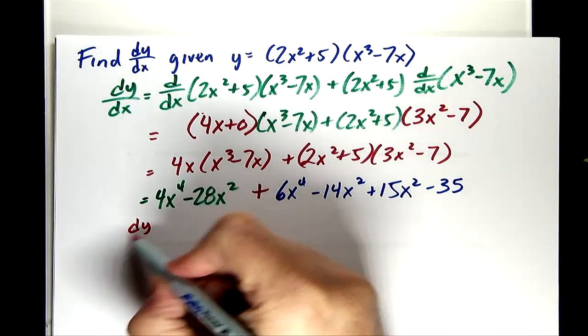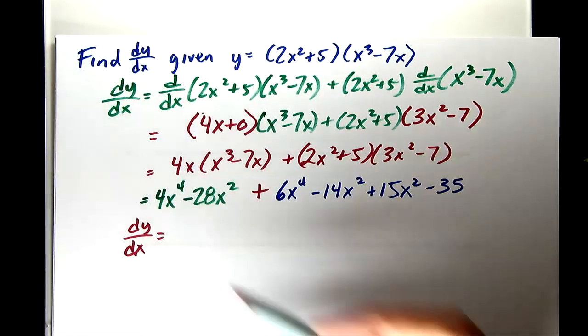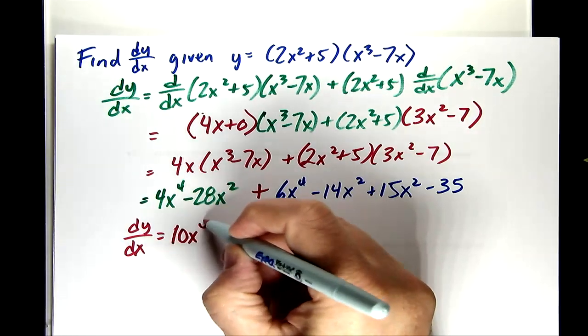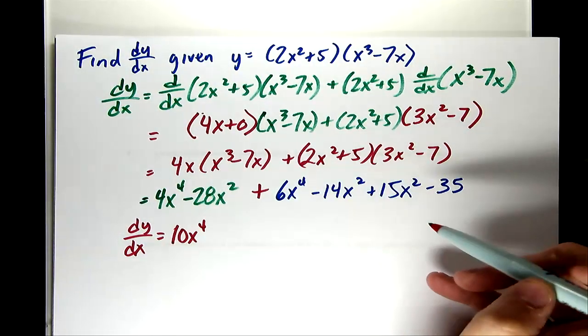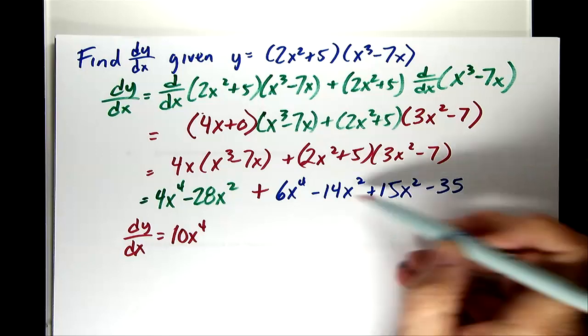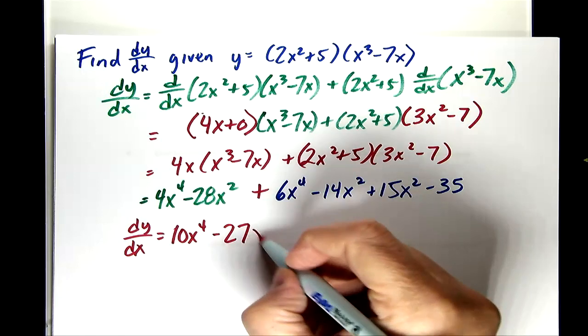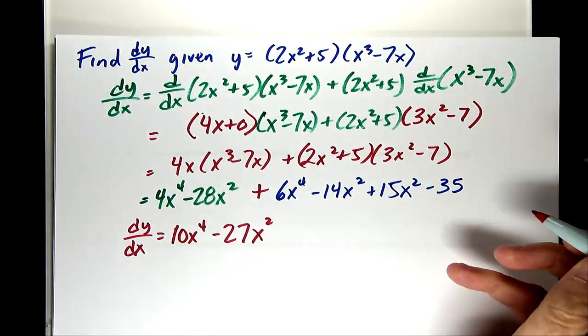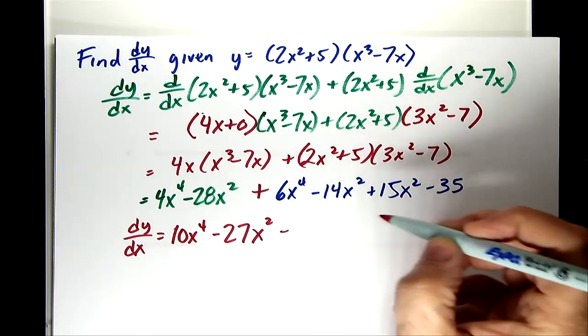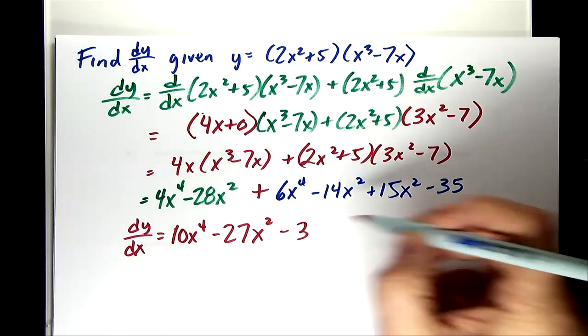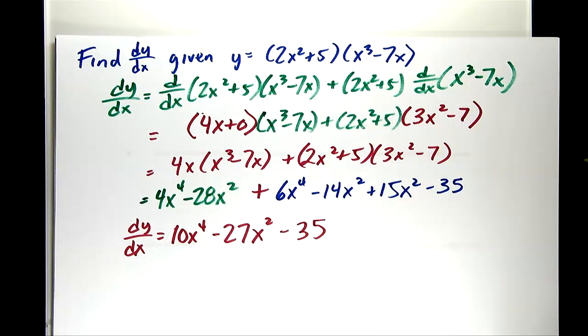So dy dx is going to end up as 10x to the fourth. This 15 minus 14 is 1, and then we add negative 28, negative 27x squared minus 35. It's crazy that we don't have any cubes or anything to the first power here.